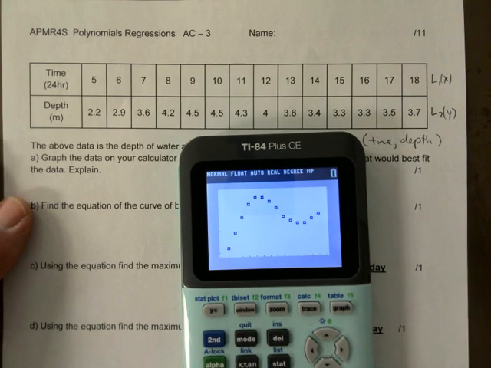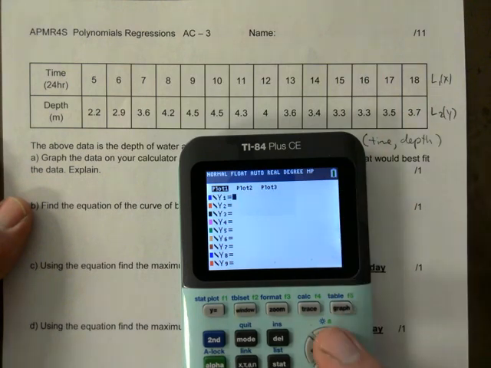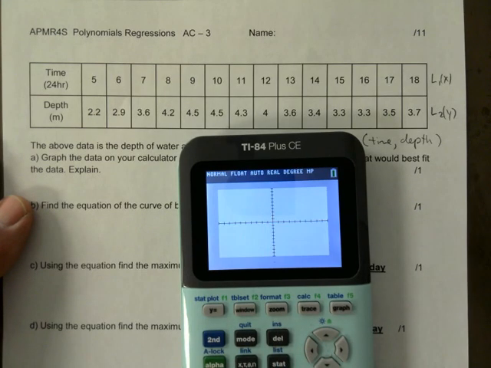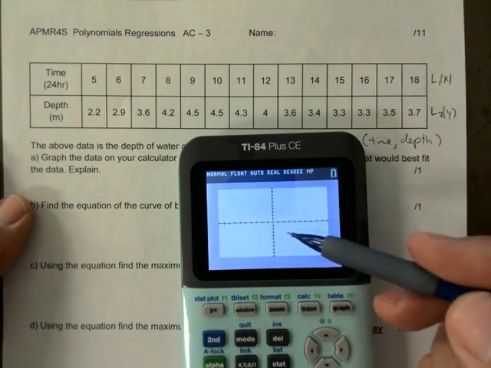Oh, I didn't. I actually meant for plot 1 to be turned off. Let's do that for now. I kind of want to walk you through what could go wrong. That's basically my intent here. So I'm going to go zoom 6. This is a standard window.